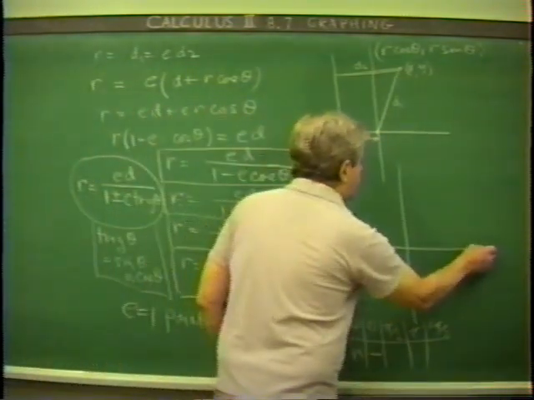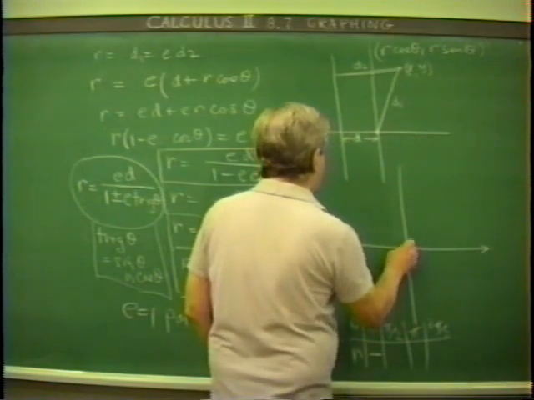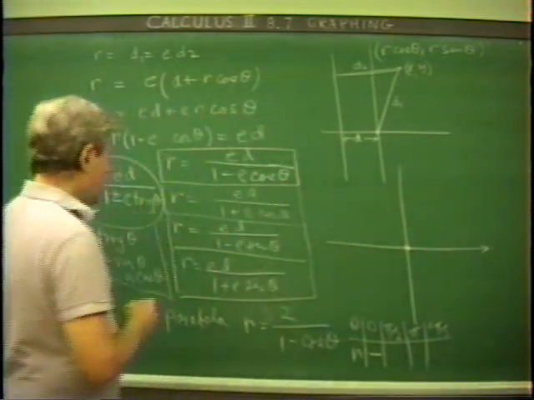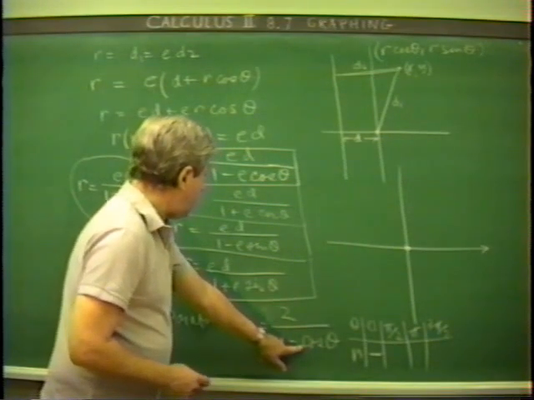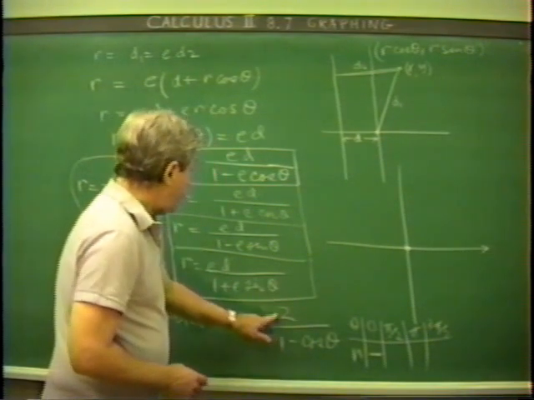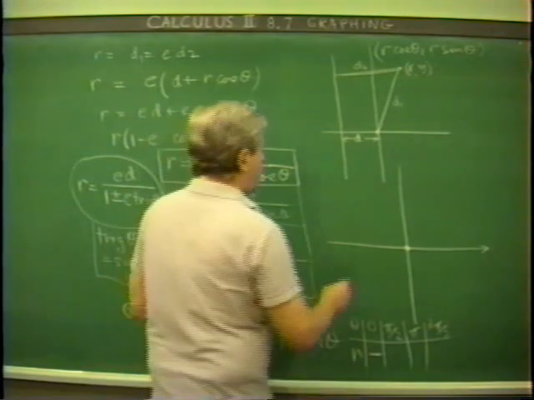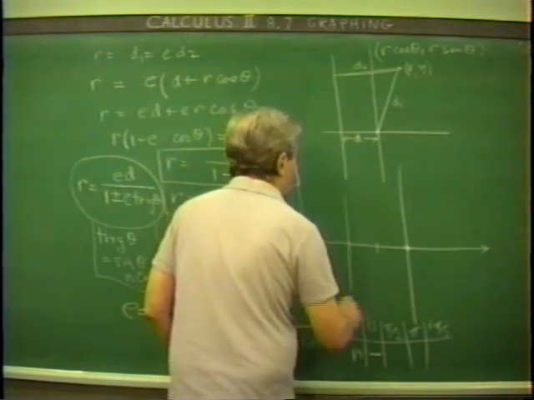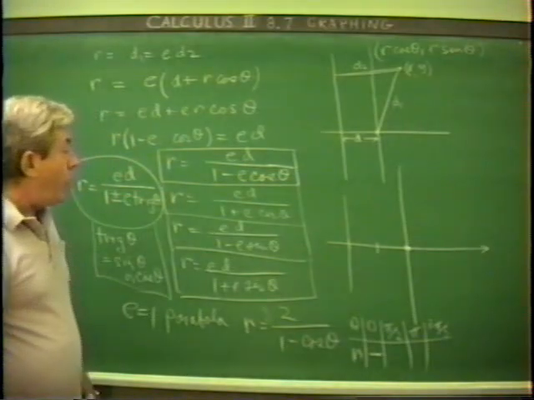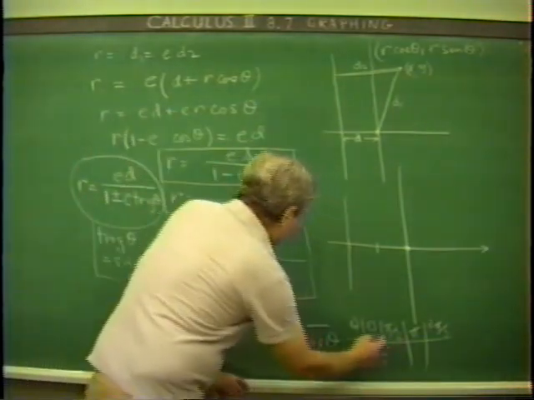e is equal to 1 here, so we expect a parabola. Right? This is going to be the major axis of the parabola. Here's the focus right here. The directrix, what do we have? The eccentricity e is equal to 1, this is ed, so d is equal to 2. So our directrix is going to be out here at 2 units, like so.